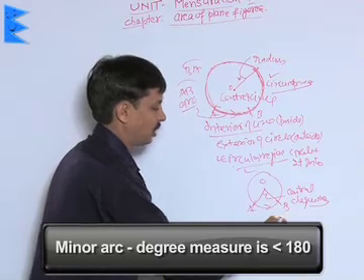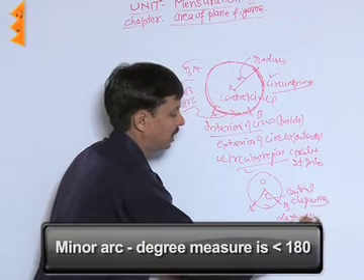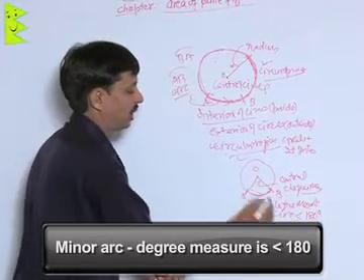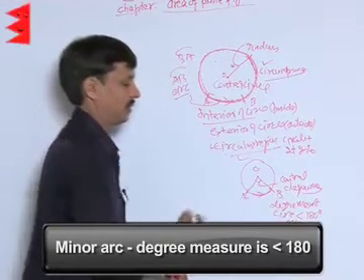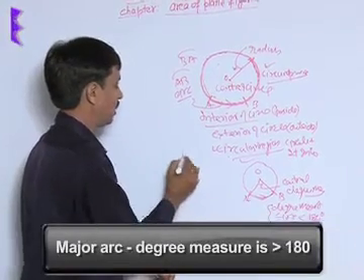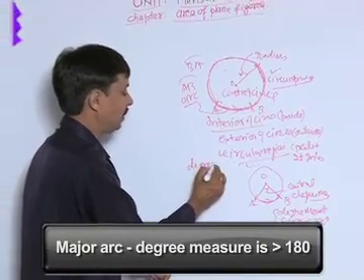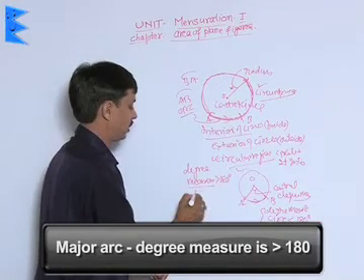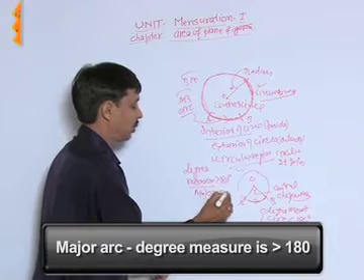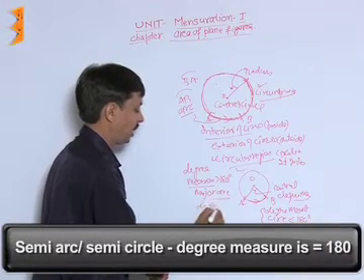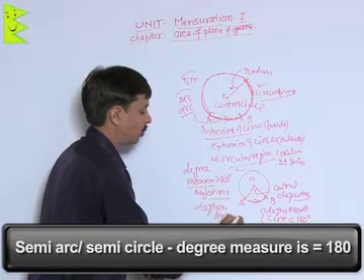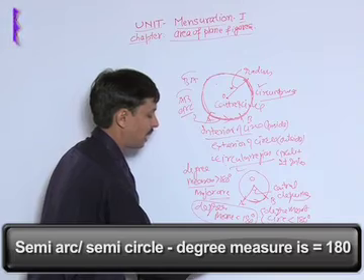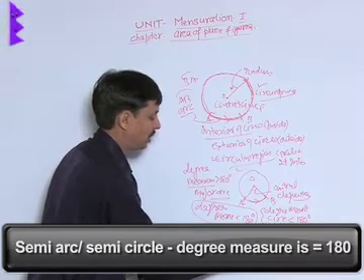If the degree measure is less than 180, then the corresponding arc is known as a minor arc. And if the degree measure is greater than 180 degrees, then we say it is a major arc. Now the question comes, if the degree measure is exactly equal to 180 degrees, we say it is a semi arc, or a semicircle.